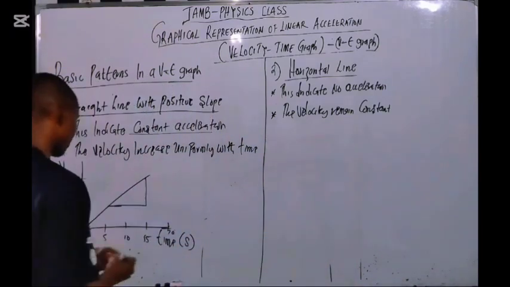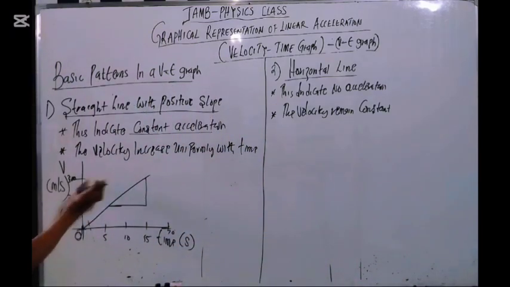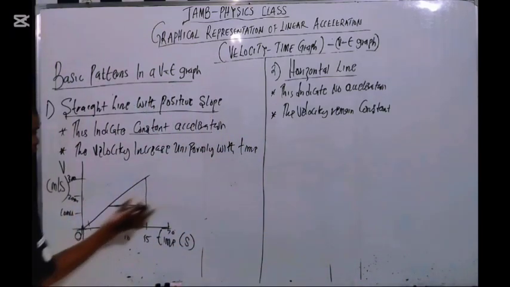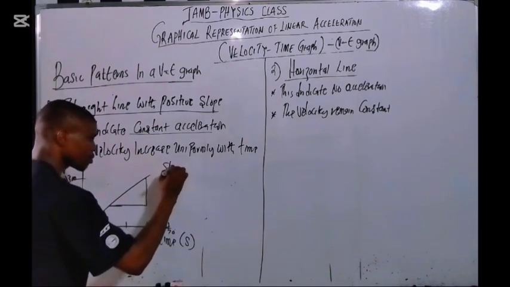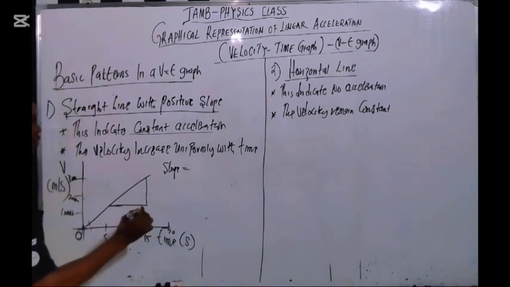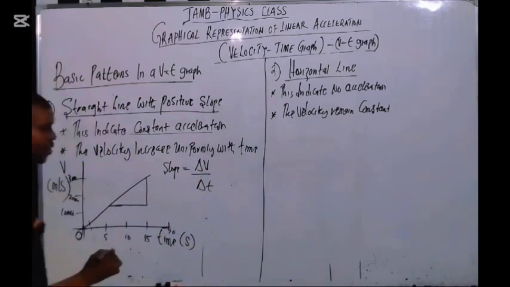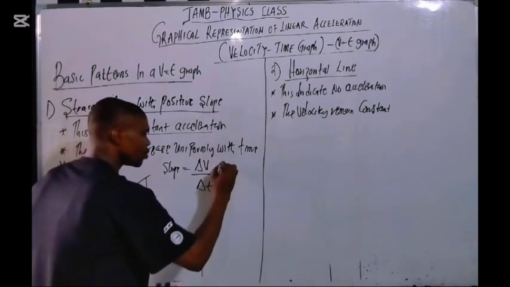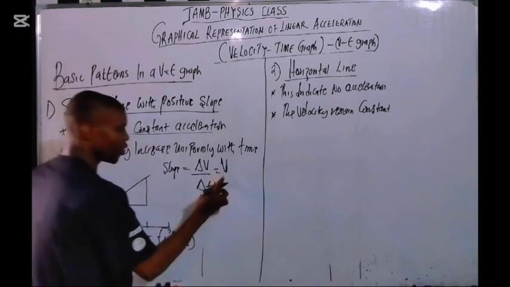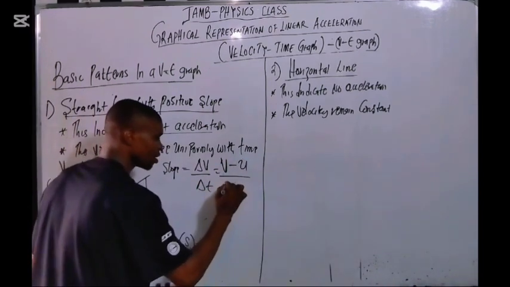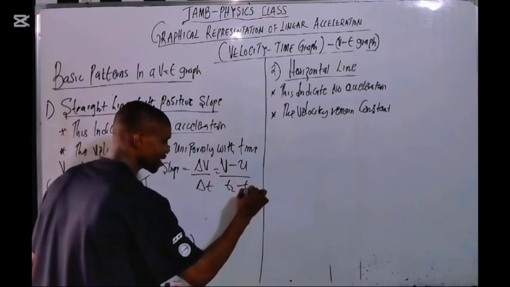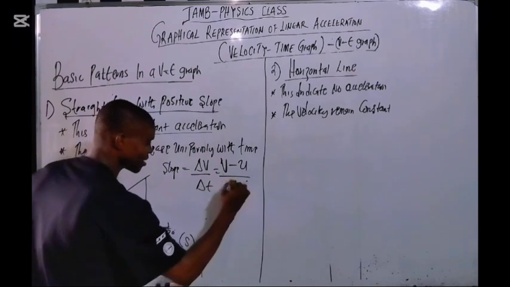Now, let me explain something for you. Remember, if you look at the slope here, we have change in v over change in time, right? What does it tell you? It is the final velocity minus the initial velocity over the final time minus the initial time, right? Or you can just say time. Okay.